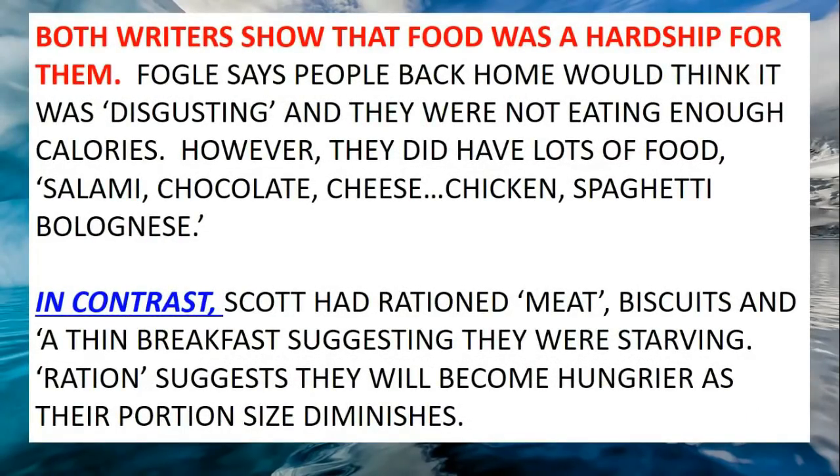Point. Both writers show that food was a hardship for Fogle. Fogle says people back home would think it was disgusting and they weren't eating enough calories. However, they did have lots of food: salami, chocolate, cheese, and so on. In contrast, and I'm saying this is a different thing, Scott had ration meat, biscuits and a thin breakfast, suggesting they're starving.